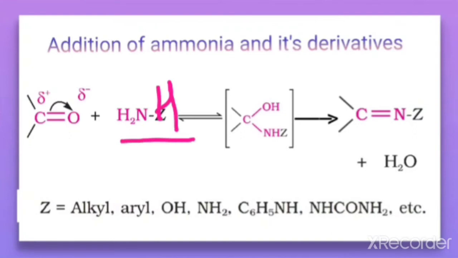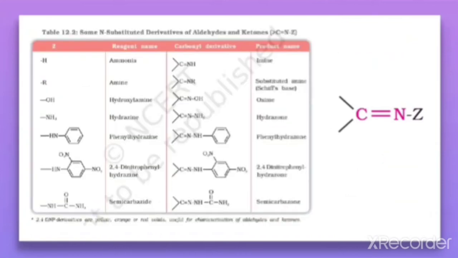So if Z is H, this is ammonia. So here, what will be the product formed? In the place of Z we have to keep H. Now what is this compound called? It is called imine. That is what is explained in the tabular form. Similarly, when Z is R, an alkyl group, the product is the substituted imine, which is also called Schiff's base. That is a very important reagent used in functional group analysis.